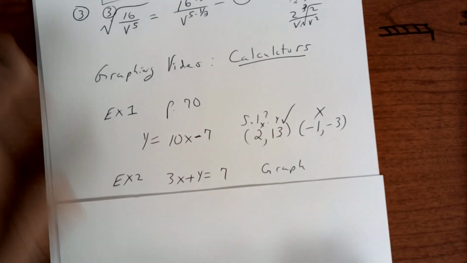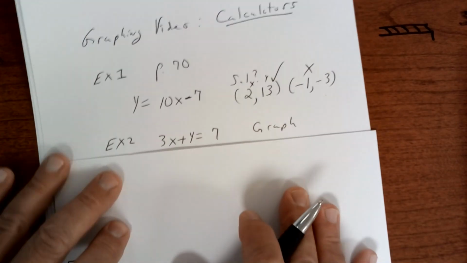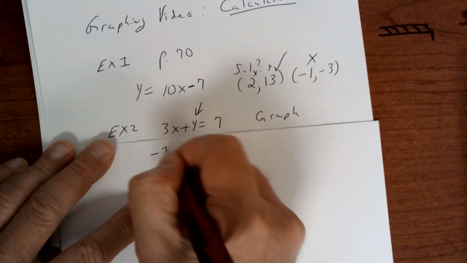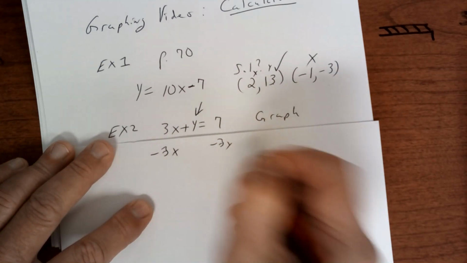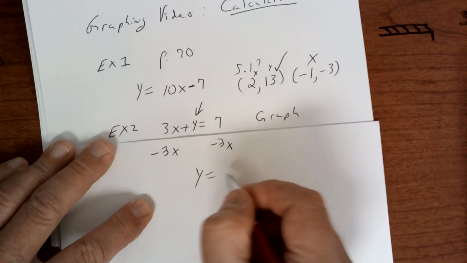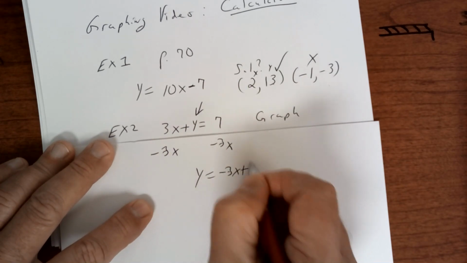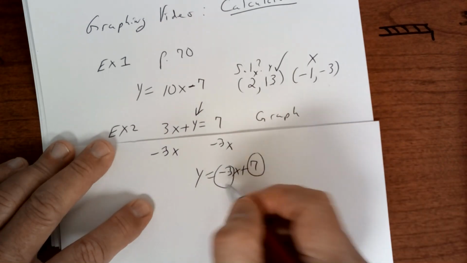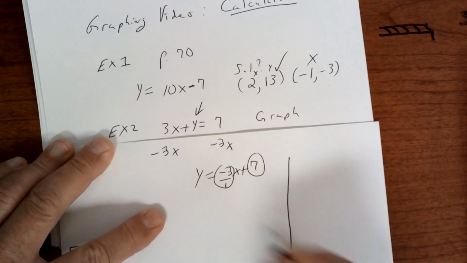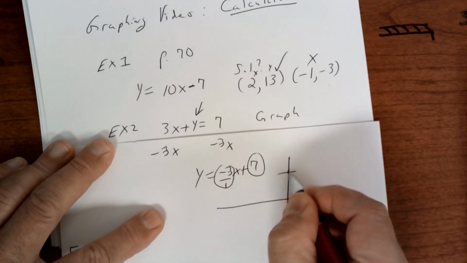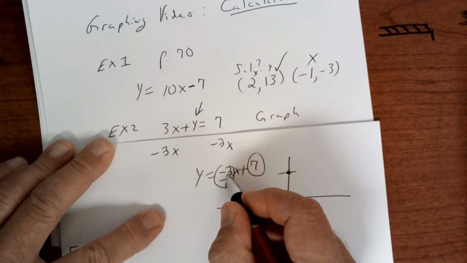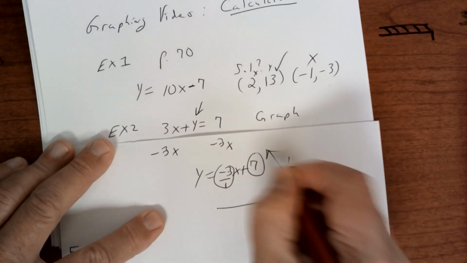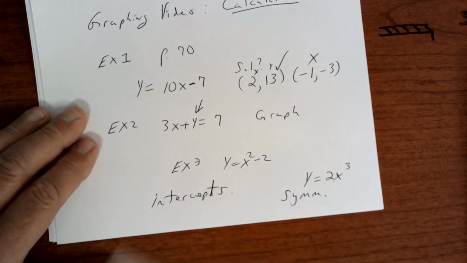We're going to go ahead and graph this, so pay attention. Even though we have graphing calculators, we want to get y by itself. So you want to subtract 3x from both sides. When you do that, you get y equals negative 3x plus 7. This is your y-intercept, this is your slope. Put a 1 under there. So you're going to go up 7, and then you're going to go down 3 over 1. 1, 2, 3 over 1. And your line looks like that.